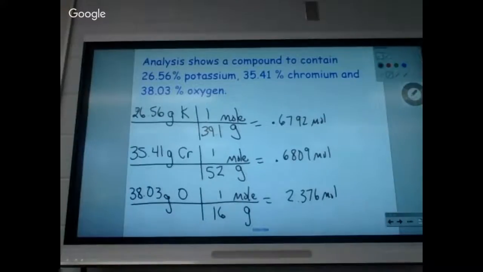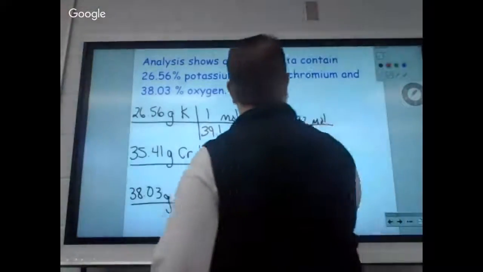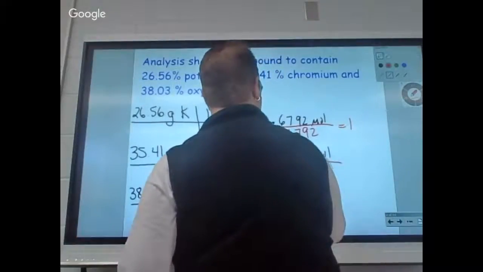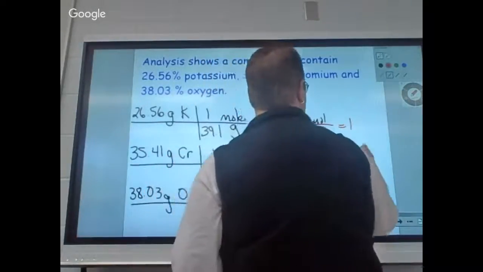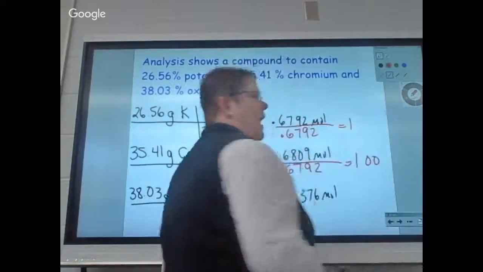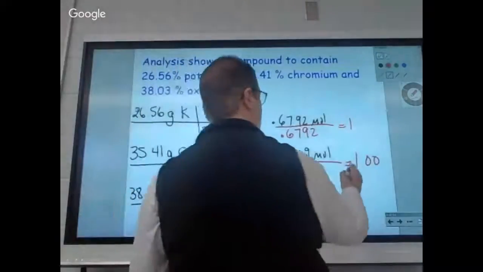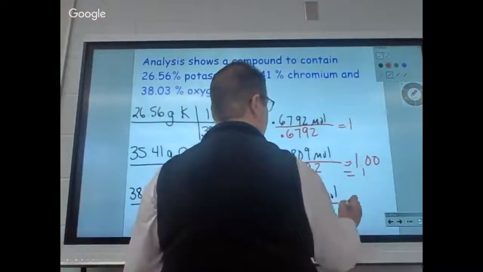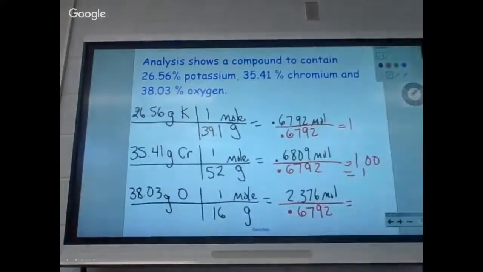So step 3, picking the smallest number and dividing. So which number up there would be the smallest? The first. So we're going to divide it by itself. So if I divide this one by itself, we get a 1. If I divide this one by 0.6792, I'm going to get 1.00 and some really tiny little numbers behind it. So that's the same thing as 1. Now, I want everybody to divide this one themselves to see what you get. Just give it 1 second.